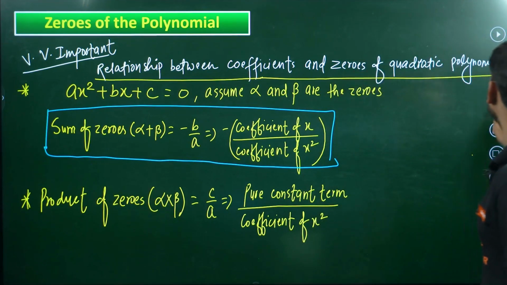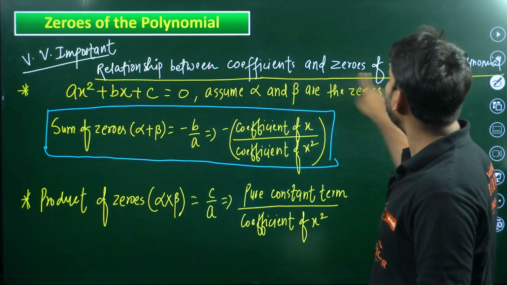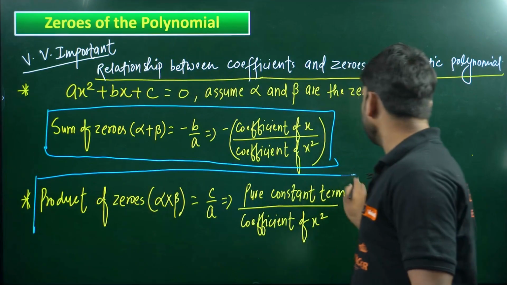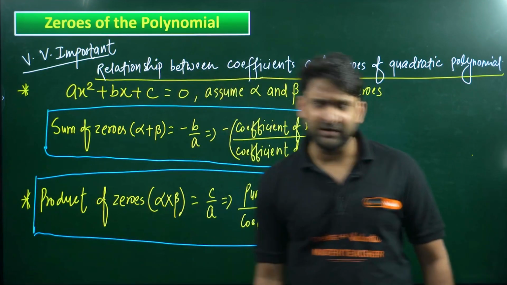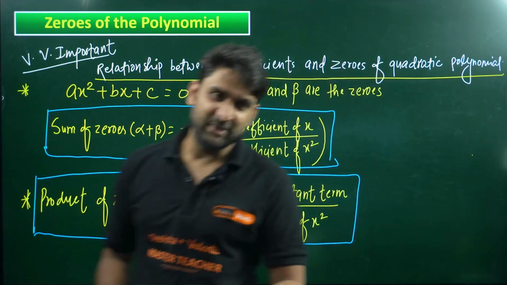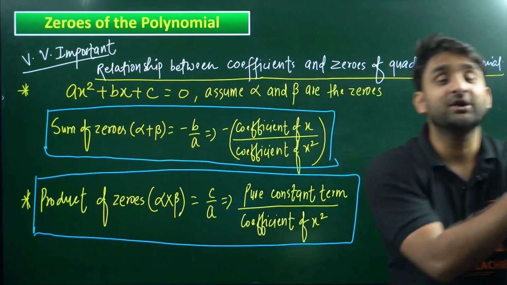This is the topic that I have written there, relationship between coefficients and the zeros. So this is, my dear champions, the second formula. I hope this is clear to you. Let's verify, have patience. I will be verifying whether this formula is making any sense or not. Please write it down, everyone, take a screenshot.